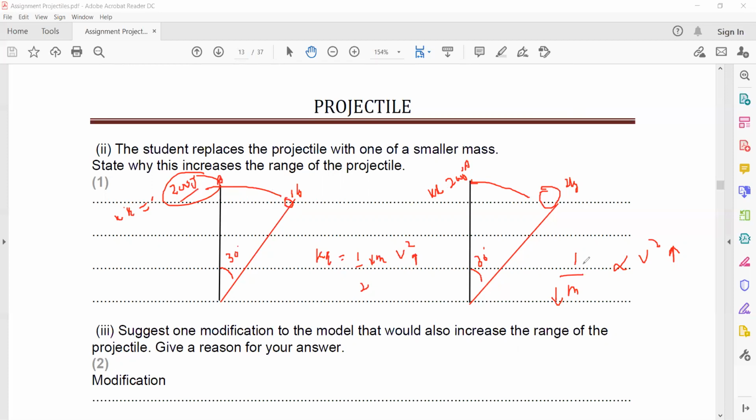But for the object which is heavier, because we want the same result, half mv squared, if m is more, the speed squared will be less. That's why the speed at which it is launched is less, so it will cover a shorter range. Is it clear, this part?